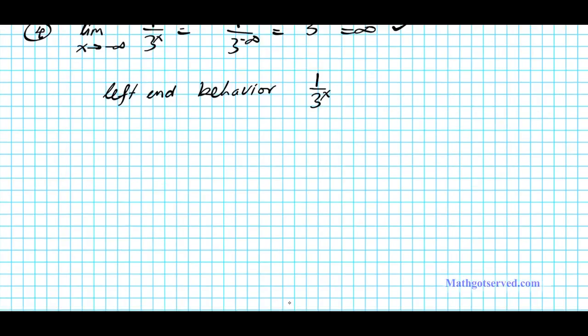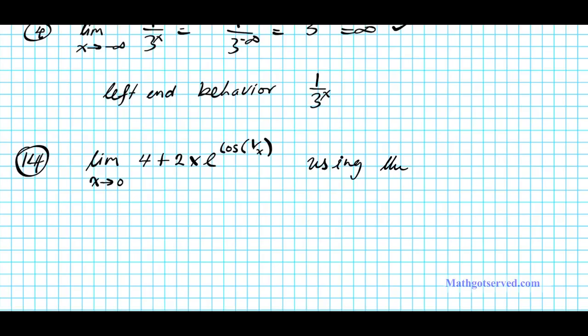Okay? All right, let's take a look at question number 14. For question 14, we're to find the limit as x approaches 0 of 4 plus 2x e to the cosine 1 over x using the squeeze theorem, okay? Using the squeeze theorem.